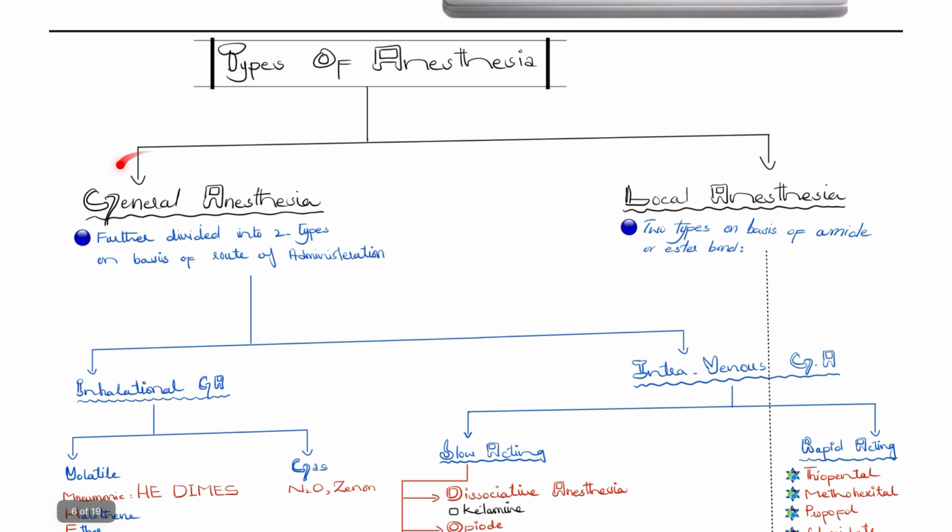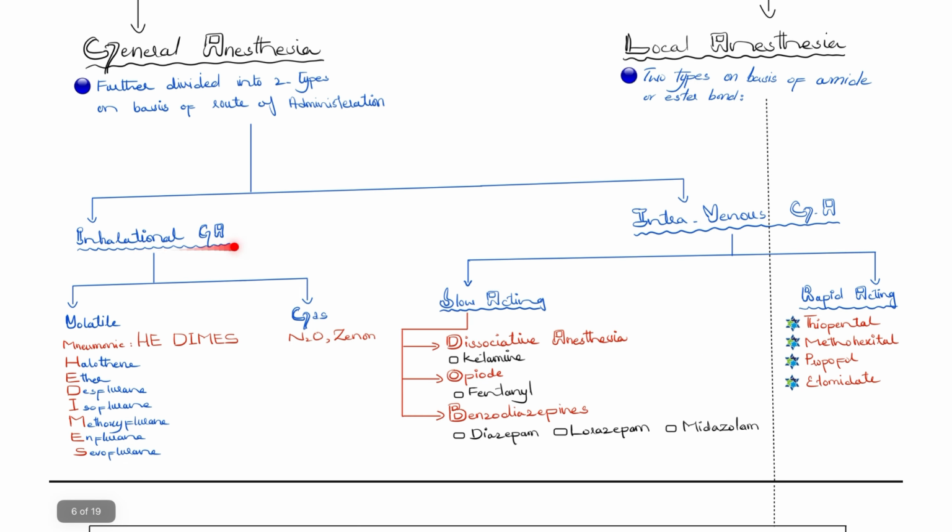There are two types of anesthesia broadly, which are general anesthesia and local anesthesia. General anesthesia is further divided into two types on the basis of route of administration: inhalational general anesthesia or intravenous or parenteral general anesthesia. The inhalational general anesthesia is further divided into volatile inhalational general anesthesia and gaseous inhalational general anesthesia.